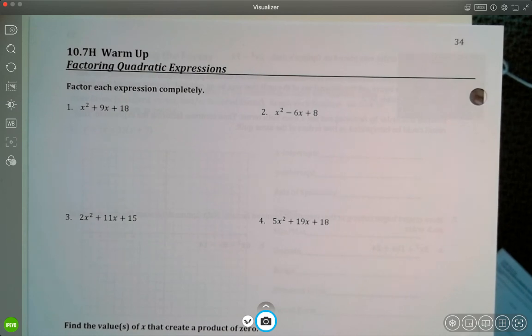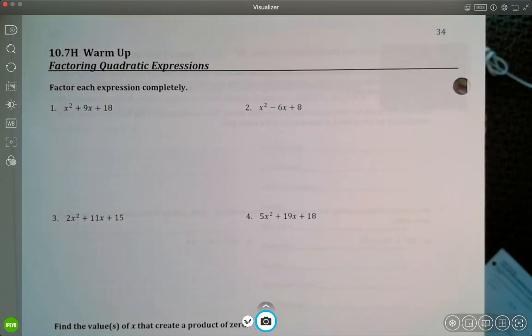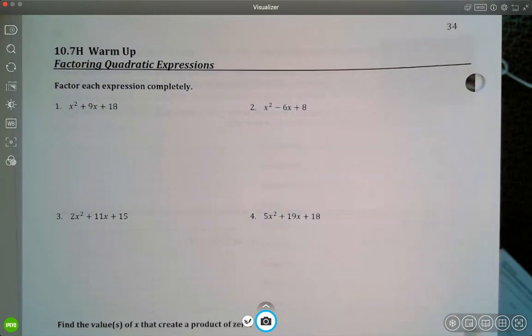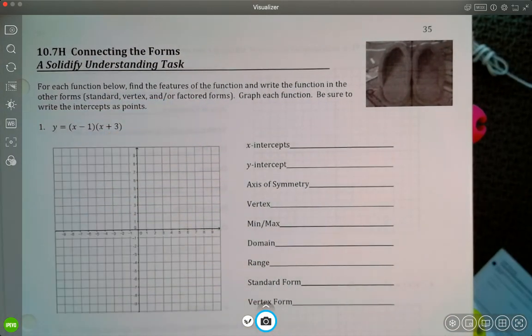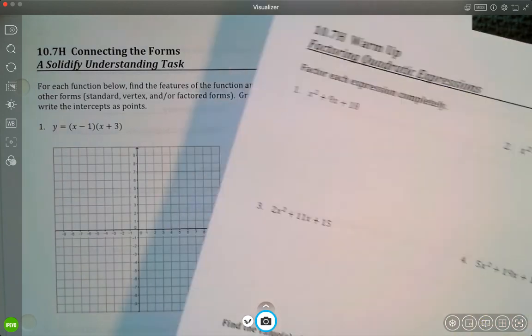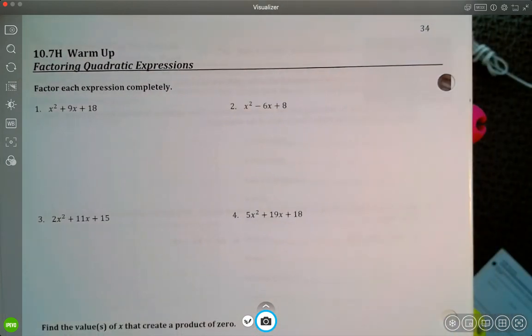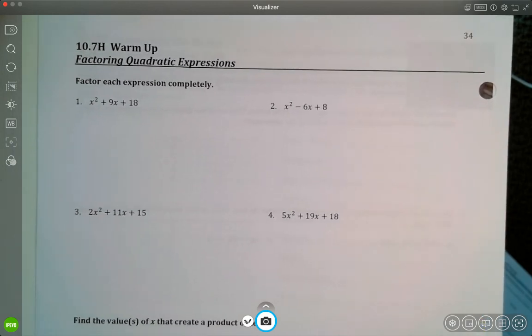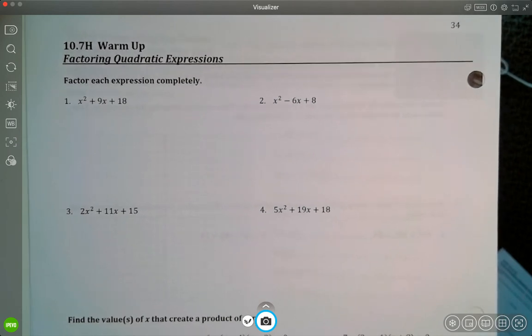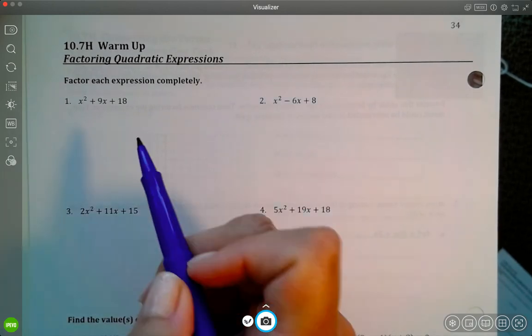All right, today we're going to be working on connecting different types of quadratic expressions and the information that they give us. But we're going to start with a warm-up, just practicing factoring some quadratics. You'll really need to have a solid handle on factoring for Math 2. So we're just going to start with a little warm-up, reviewing what you did in 10.5 and 6. So we'll just factor these trinomials.